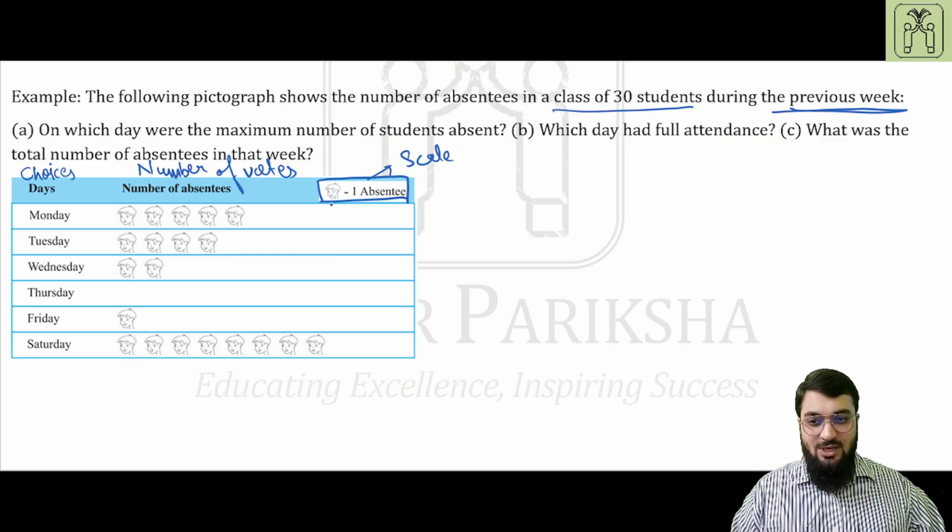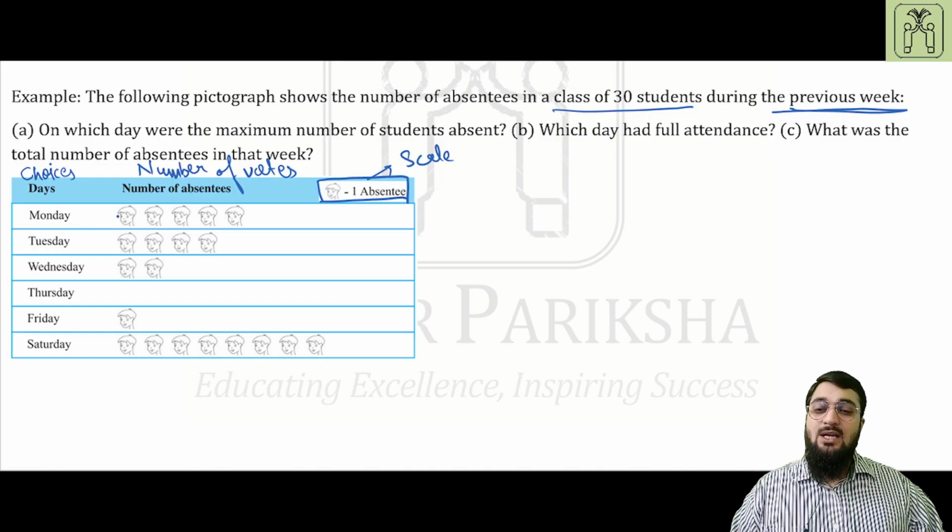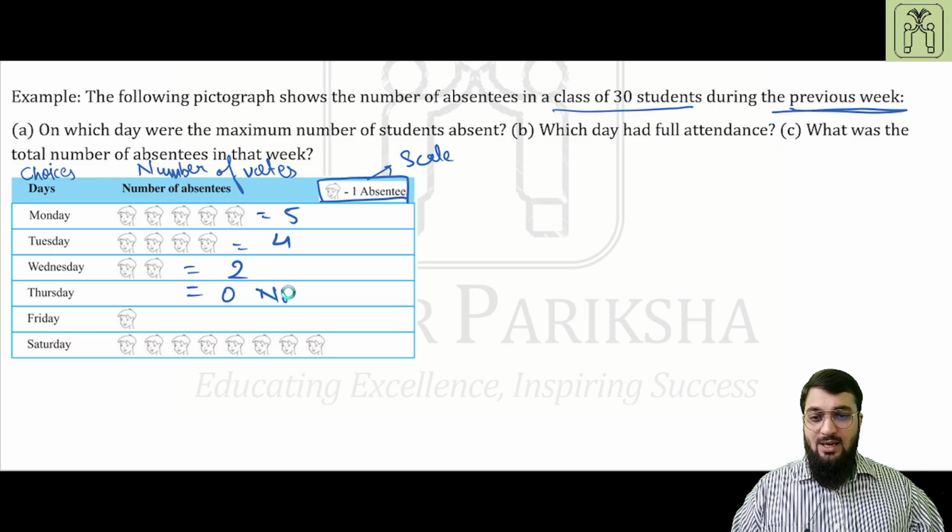That is, each head or each face of a student, a pictorial representation of a face of a student, represents one absentee. So on Monday, the number of absentees in total is 1, 2, 3, 4, and 5. On Tuesday, there are 4. On Wednesday, it is 2, and on Thursday, it is nil, and on Friday it is 1, and on Saturday 1, 2, 3, 4, 5, 6, 7, 8. It is equal to 8.